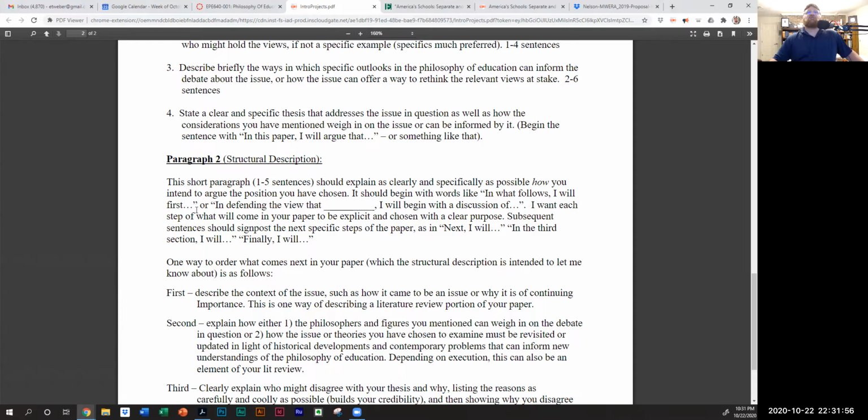I want each step of what will come in your paper to be explicit and chosen with a clear purpose. Subsequent sentences should signpost the next specific steps of the paper. Next, I will this, and in the 3rd section, I'll do that. Finally, I'll do this.